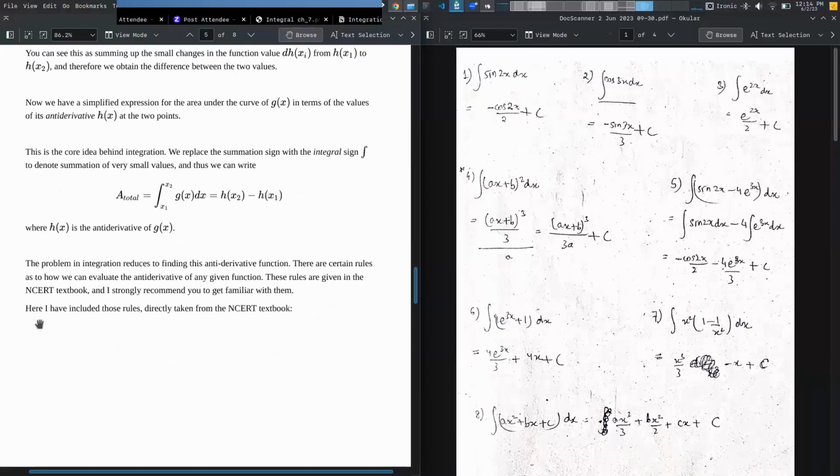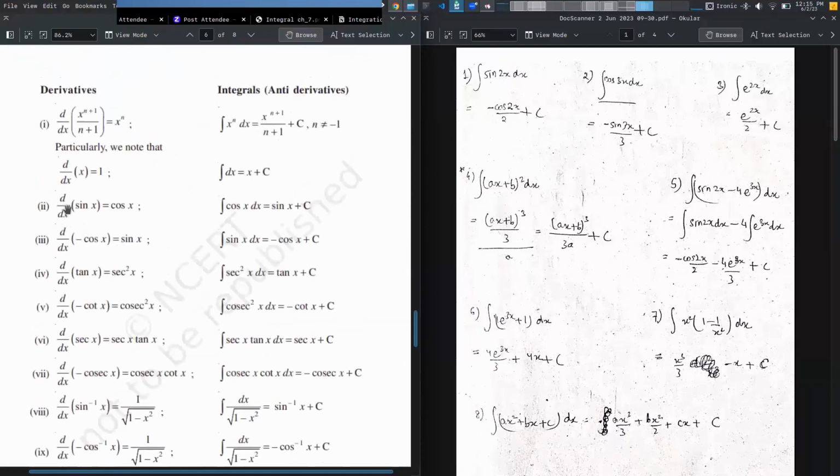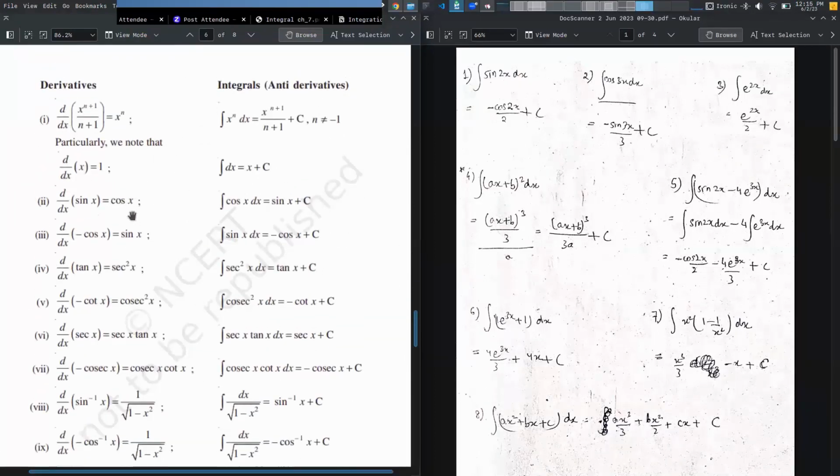So the problem reduces to finding this antiderivative function. If we have the antiderivative, then we can find the integral of any function that is given to us. There are certain rules as to how we can evaluate this antiderivative. These rules are given in the NCERT textbook, and I strongly recommend you get familiar with them. I have included some of those rules directly. For basic functions, the derivative of tan x gives sec square x, so the antiderivative of sec square x must be tan x.